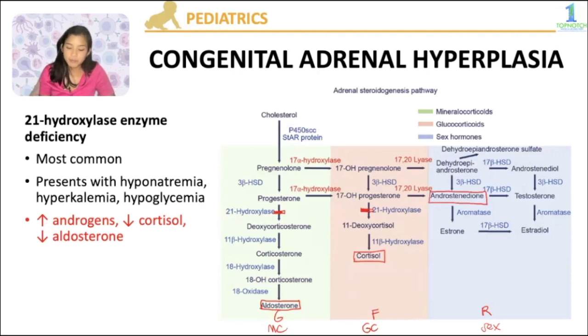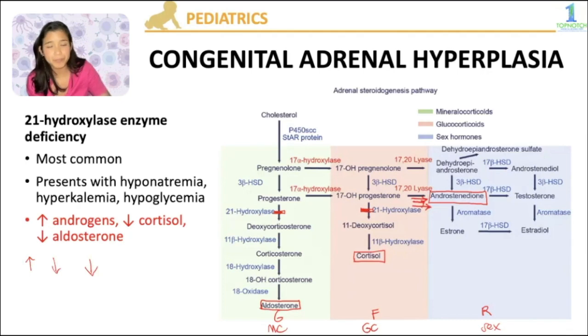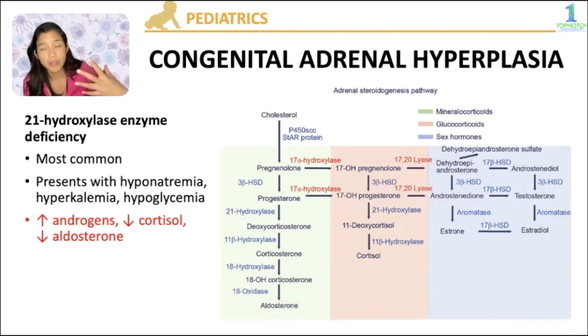So you have a buildup of progesterone and 17-hydroxyprogesterone. Therefore, where do they go? They go to the path of least resistance, asan yung walang bara. And that is towards making androstenedione or your sex hormones, which is why you get high androgens, low cortisol, and low aldosterone, which is why patients who are female will present with virilization of their genitalia, hyponatremia, hyperkalemia, and hypoglycemia.